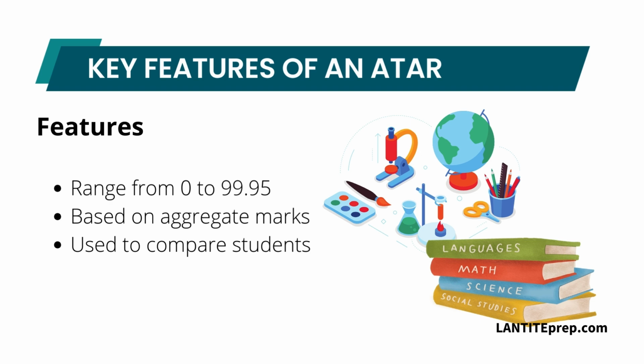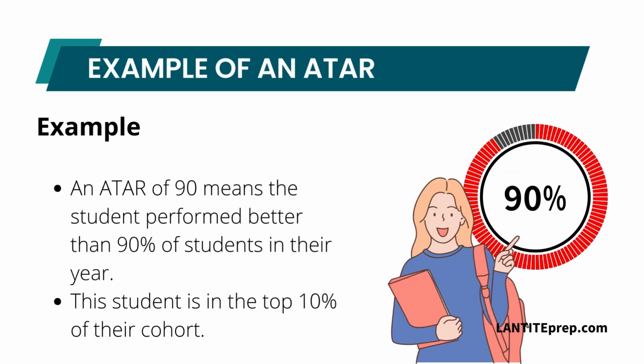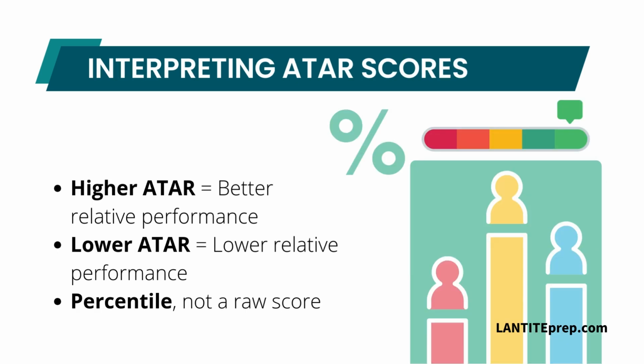Now, let's have a look at an example of an ATAR. If you receive a question on exam day, for example, a student has an ATAR of 90. Understand that this means they outperform 90% of students in their year group. Furthermore, that they are in the top 10% of students nationally, which can give them a competitive edge in university admissions.